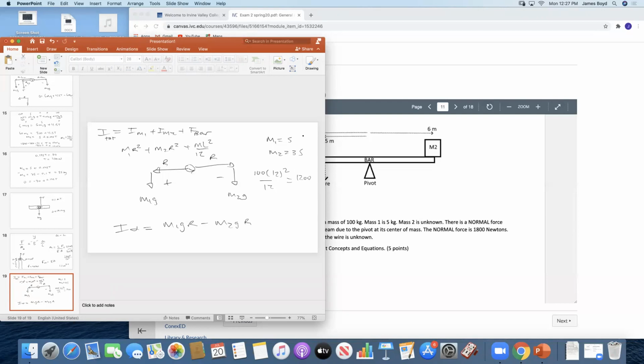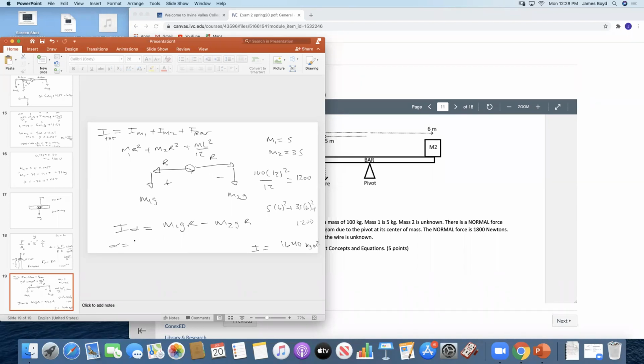So I get 1200 plus 5 times 6 squared plus 35 times 6 squared. And this ends up being 40 times 36, so 40 times 36 is 1440, plus 1200. This ends up being 1640 kilogram meter squared. That is our I, okay?